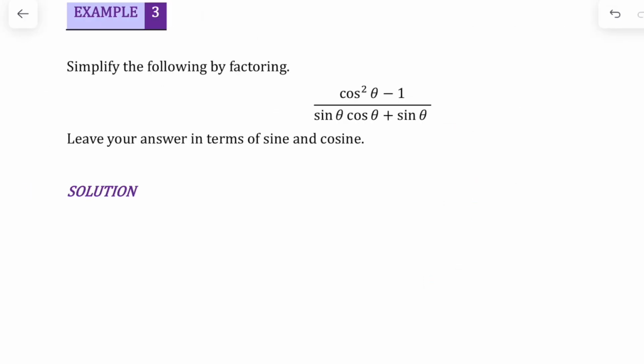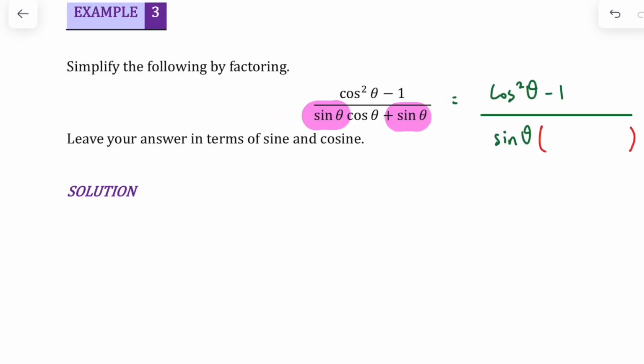For example 3, the question says simplify the following by factoring. Okay, so from here, let's see which one of the expression that we can factor, and then we can leave our answer in terms of sine and cosine. So I think it's very clear that in your denominator, you have a common term there. So the common term is sine theta. Therefore, without further ado, let us factorize it. And let's factorize your denominator. So what is left inside? Inside will be cos theta plus 1.